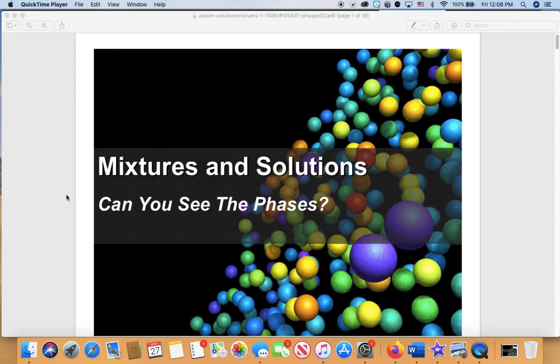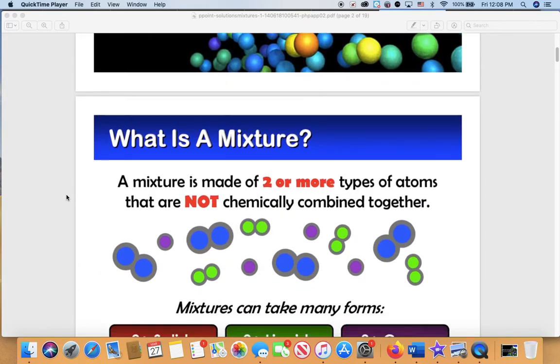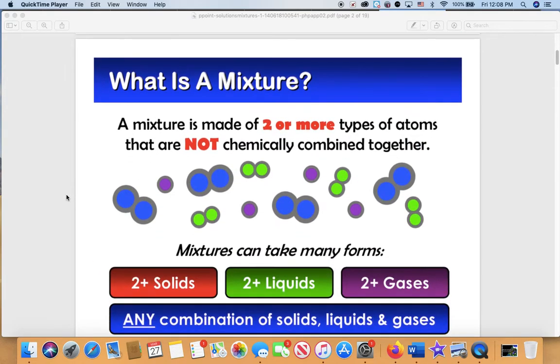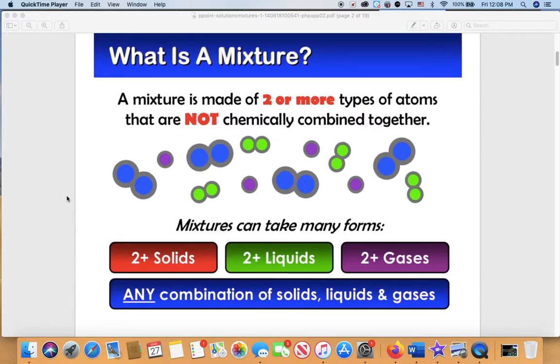So today we're talking about mixtures and solutions. And can you see the phases? So let's just start with some basic stuff. I think you're actually familiar with what a mixture is. This is two or more types of atoms. They are not bonded together. There's no chemical connection. There's a physical mixture here.